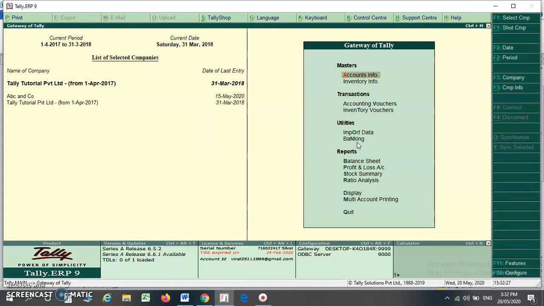So in this way you can use the profit and loss account feature in your Tally ERP 9.